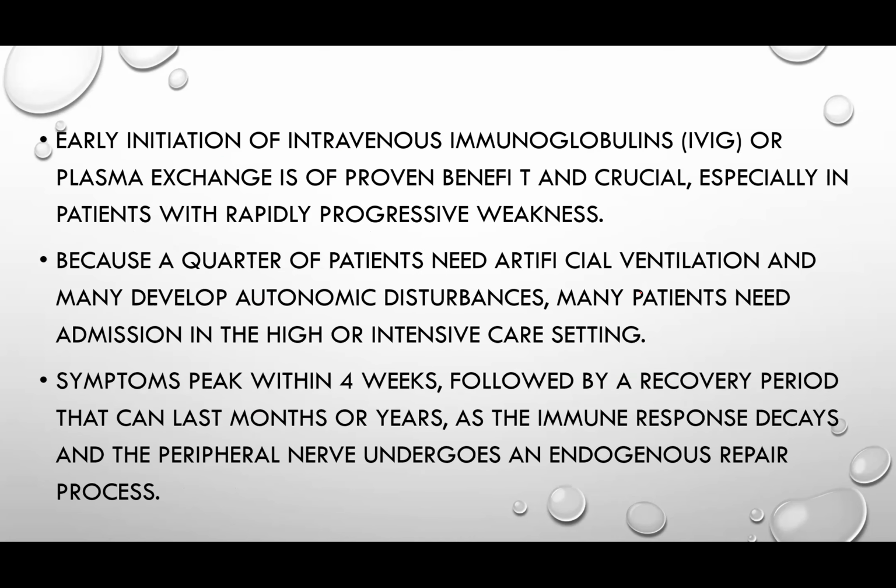Early initiation of intravenous immunoglobulins or plasma exchange is of proven benefit and crucial, especially in patients with rapidly progressive weakness. Because a quarter of patients need artificial ventilation and many develop autonomic disturbances, many patients need admission in the high dependency or intensive care setting. Symptoms peak within 4 weeks, followed by a recovery period that can last months or years as the immune response decays and the peripheral nerve undergoes an endogenous repair process.